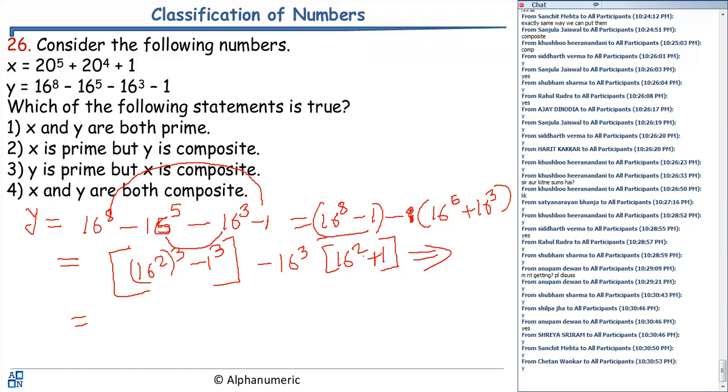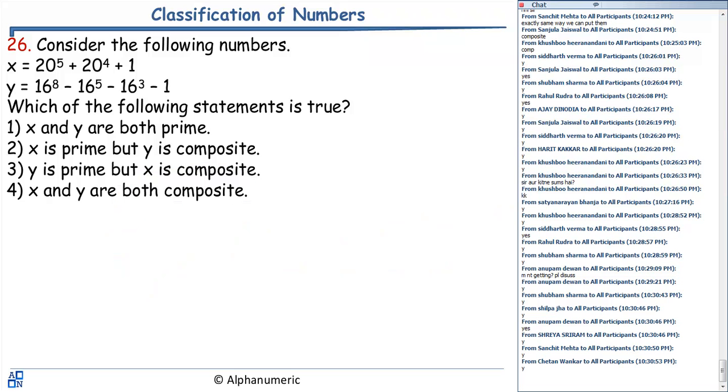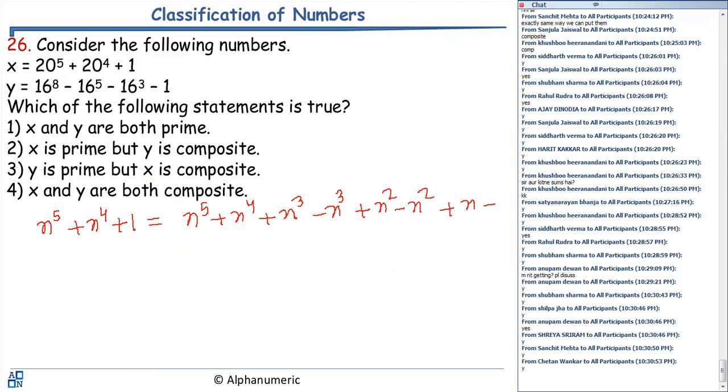Now, let me write down a few things here. X is in the form of n raised to power 5 plus n raised to power 4 plus 1, which is equal to, I can rewrite this expression as n raised to power 5 plus n raised to power 4 plus n cube, minus n cube. Remember, I'm adding n cube and subtracting n cube, plus n square minus n square, okay, plus n minus n and plus 1.